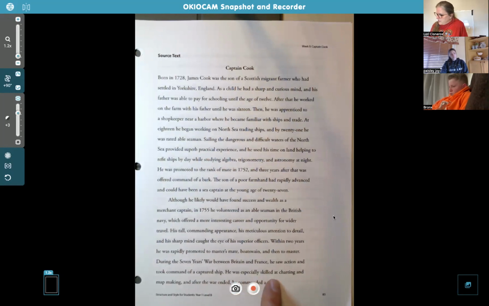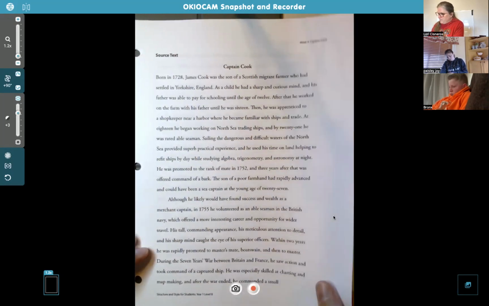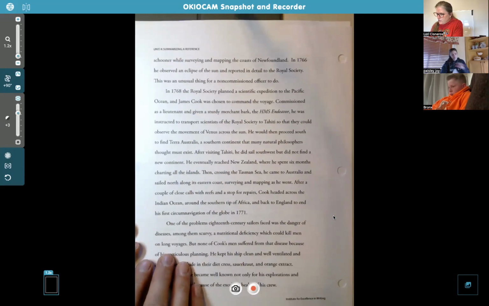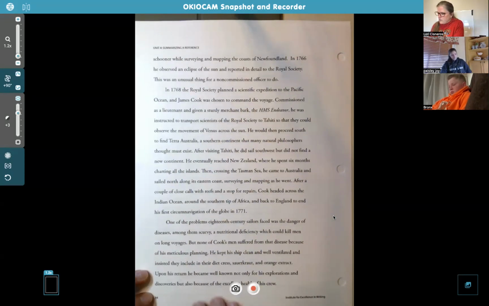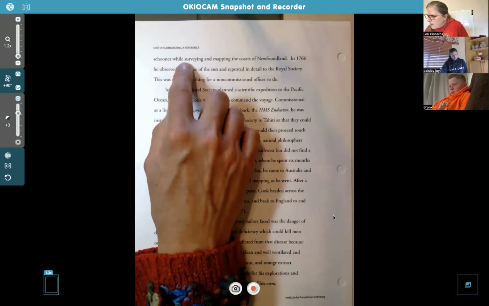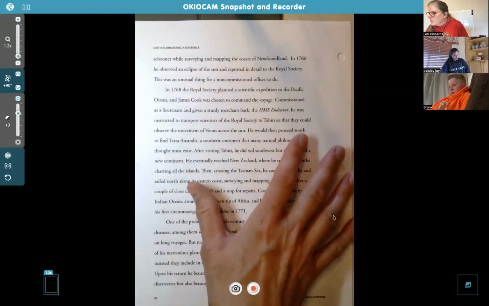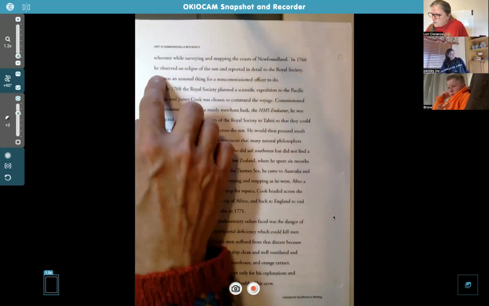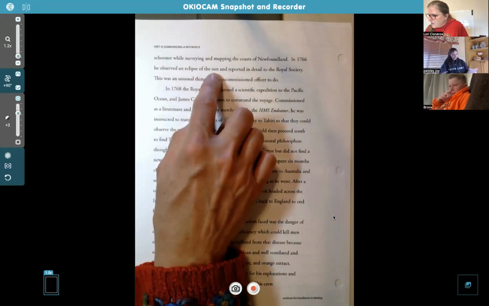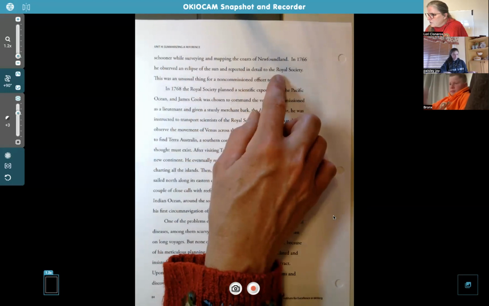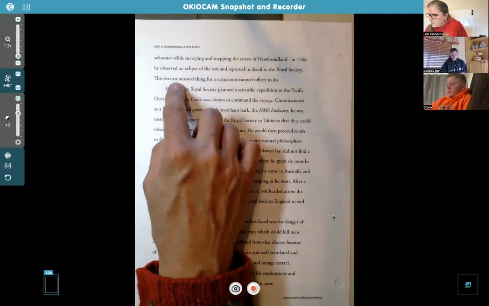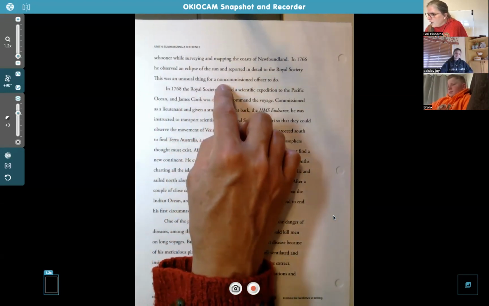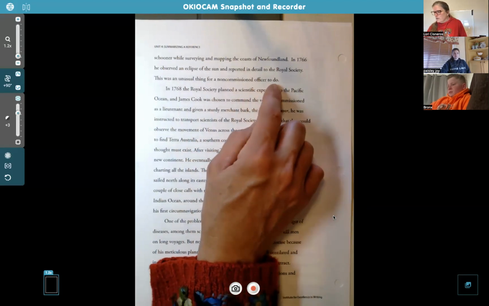He was especially skilled at charting and map making, and after the war ended, he commanded a small schooner, I think is how that's pronounced, while surveying and mapping the coasts of Newfoundland. In 1766, he observed an eclipse of the sun and reported in detail to the Royal Society. This was an unusual thing for a non-commissioned officer to do.